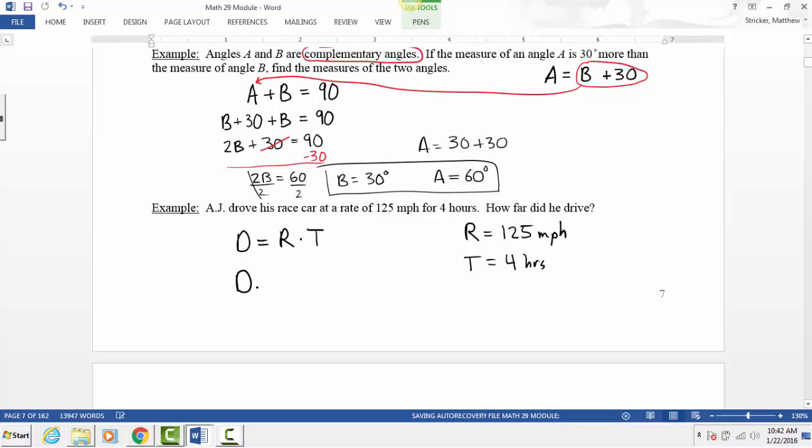So my distance is my rate times my time of 4 hours. And what's that? What's 125 times 4? That's 500, and the units are going to be miles.